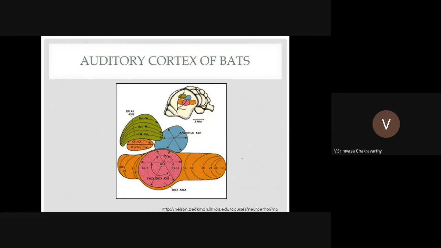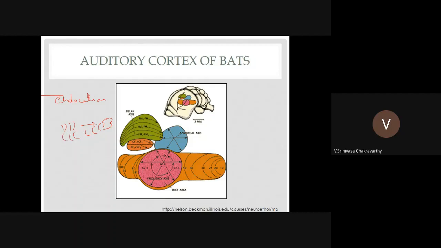An excellent animal system where such maps are found is the auditory cortex of bats. Bats are, although they fly, mammals, right? So in the auditory cortex of bats, they navigate by what is called echolocation. So they throw out sounds, right? And these sounds land on some object and bounce off and come back to the animal.